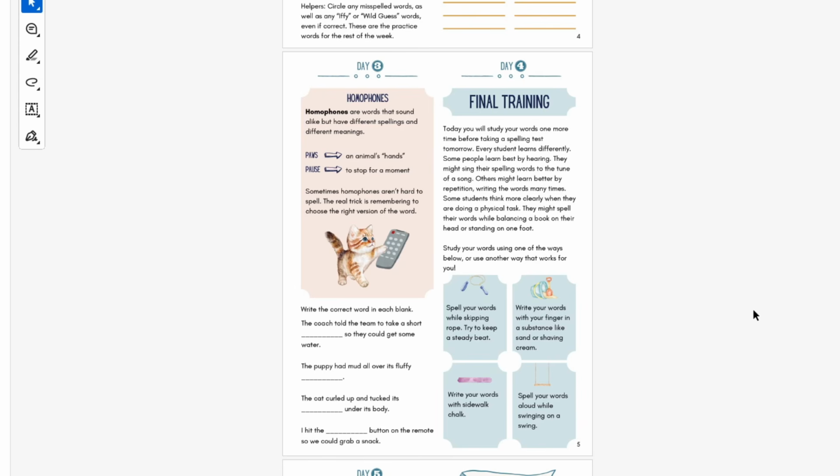This could be a whole bunch of different activities, and they vary throughout the course. Here we've just given spell while skipping rope, writing your words in sand or in shaving cream or whatever else you're working with, writing them outside with sidewalk chalk, spelling while you're on a swing, and we have a whole bunch of different ideas here that the kids can either try different ones or they can also stick with one. My son, when he was younger and he was studying spelling, he liked to balance a book on his head and then spell the words. And if he dropped the book or messed up, he would start over. That's what he liked doing every single week. He really didn't even want to change it up that much because that really worked for him.